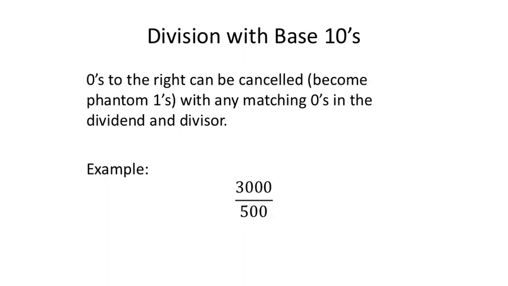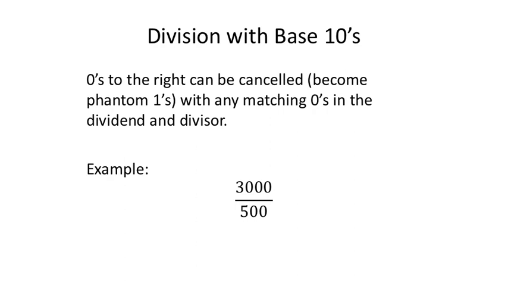So, division with base 10s. The way this works is what we're going to do is identify any zeros farthest to the right of both the dividend, that's this top number, and the divisor, that's the bottom number, at least when it's written like this. And some of you know that that's a numerator and denominator. I'm going to try to steer away from those two vocabulary words because we're not really working on fractions yet.